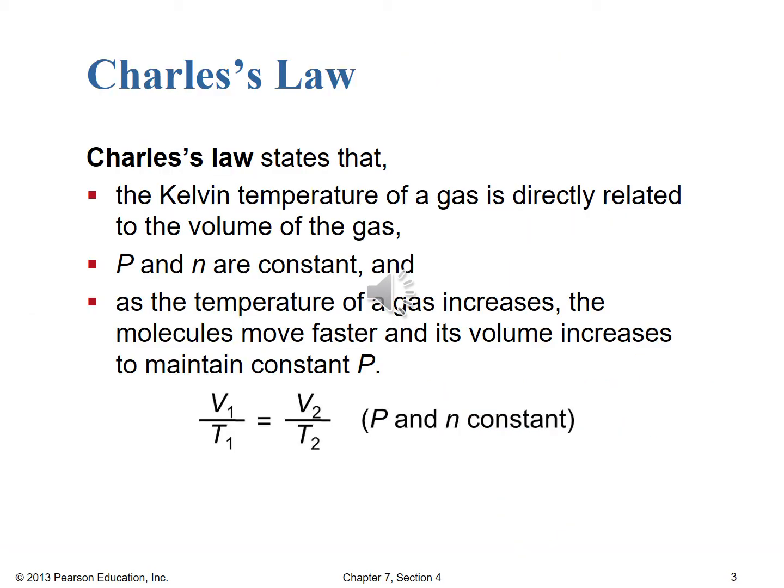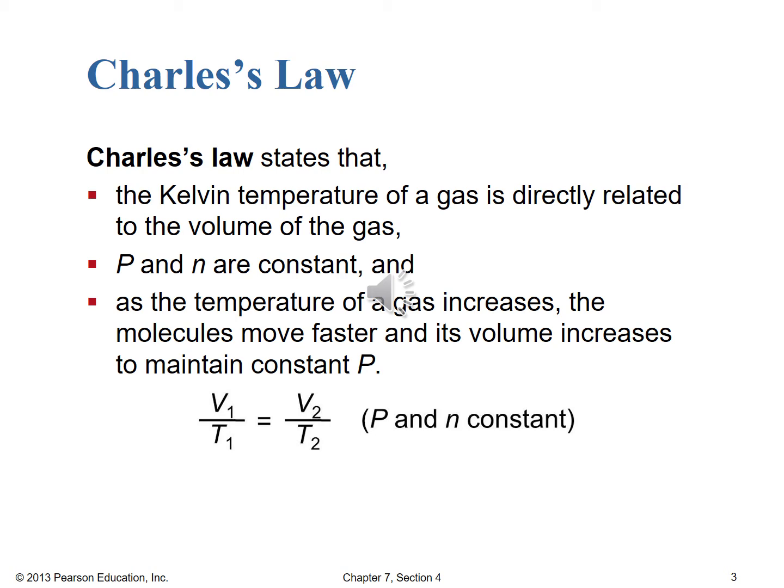So Charles' law states that the Kelvin temperature, notice that, very important, it must be Kelvin. Kelvin is the absolute temperature scale. So the Kelvin temperature of a gas is directly related to the volume of the gas. So if you remember Boyle's law, we had pressure and volume were inversely related. Here we have temperature and volume are directly related. Just like we held temperature and number of moles constant for Boyle's law, here in Charles' law we're holding pressure and number of moles constant.